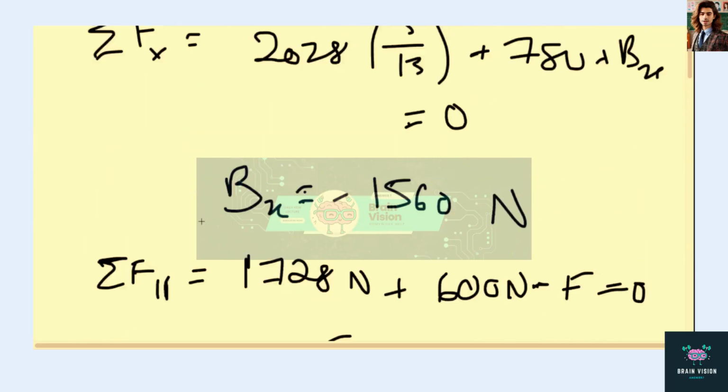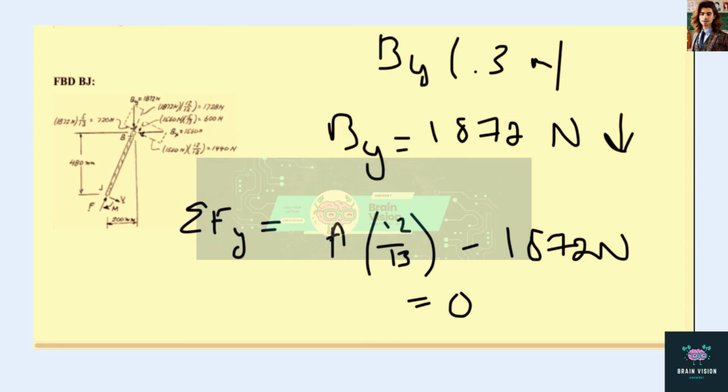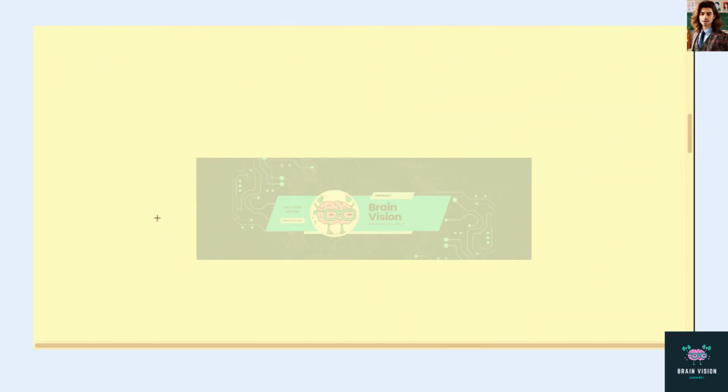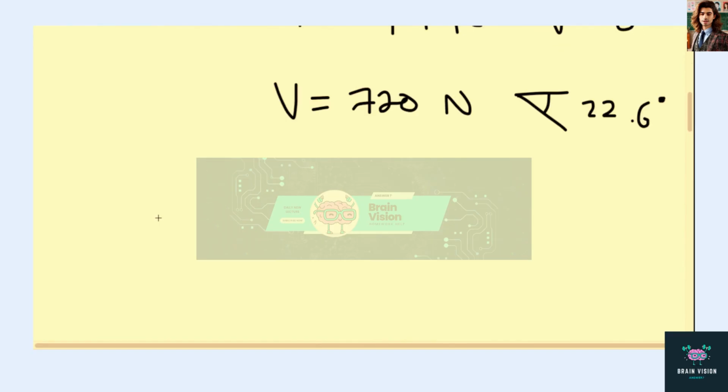Now I need to find the total length of B to J, which is going to be taken by using Pythagoras' theorem, 480 squared plus 200 squared and the square root of that. So if we do the quick math on that one, BJ equals 520 millimeters.